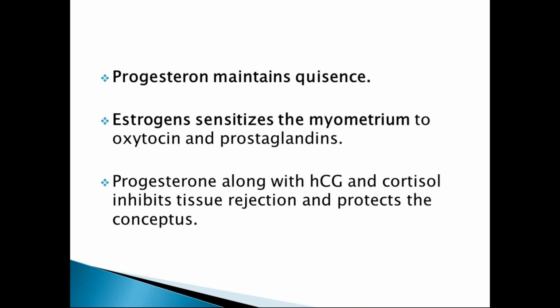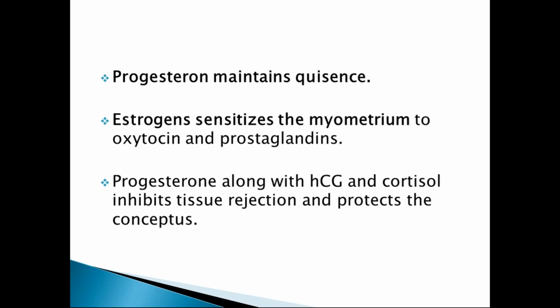And progesterone usually maintains the quiescence. Quiescence is the quiet state of the uterus. The uterus during the pregnancy shouldn't get contracted, because premature contractions will cause premature labor and delivery of a premature neonate. Therefore, progesterone maintains this quiescence of the uterus during the pregnancy, and estrogen sensitizes the myometrium to oxytocin and prostaglandins in the later parts of the pregnancy, like at term or after the term.